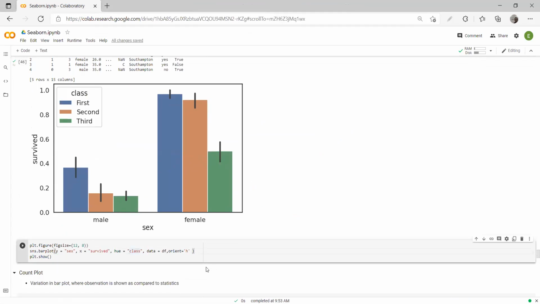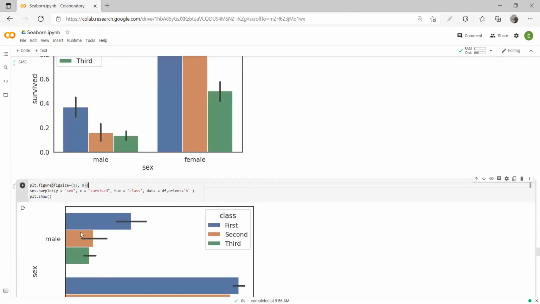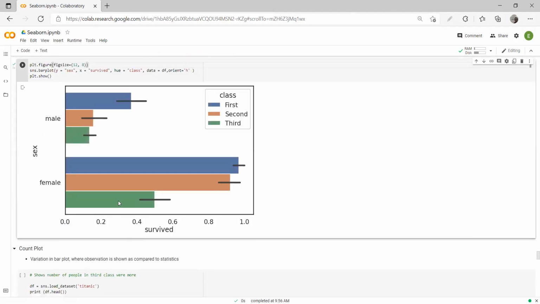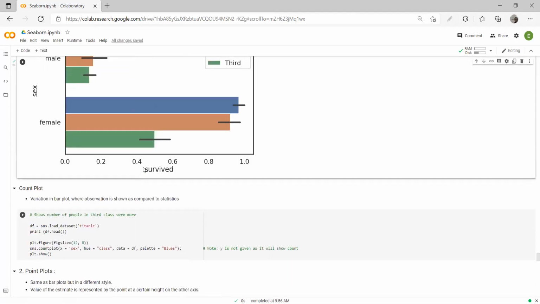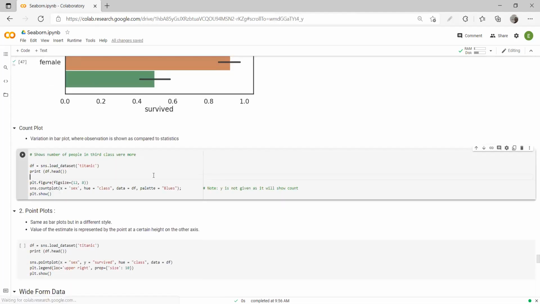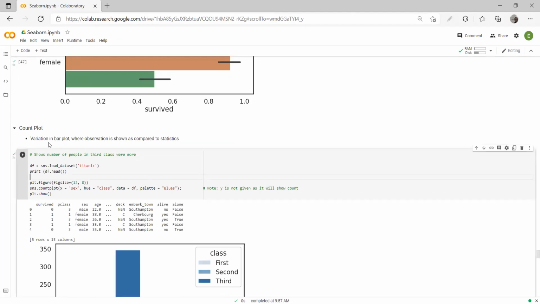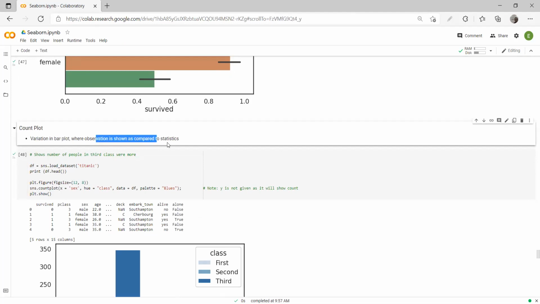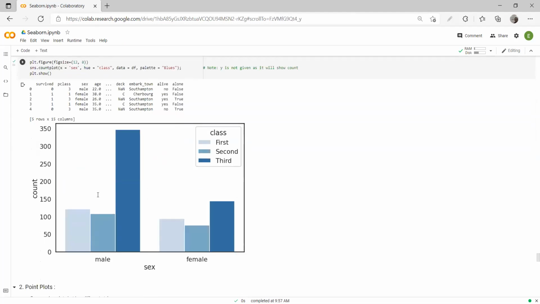Okay. Going to the next one over here, orientation is H. It is the same graph, just that we are plotting it horizontally. Then there is a similar thing that is a count plot. That is a variation of a bar plot, where the observation is shown as compared to the statistics, right? So that's what you wanted to see, the count. So this is a count, right? Around 350.